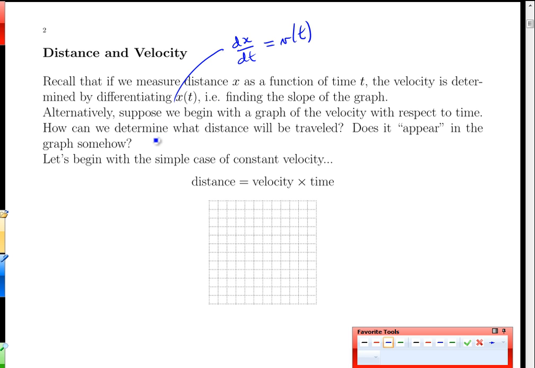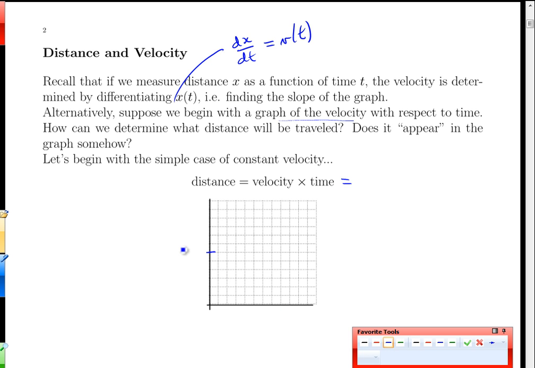Now let's turn that around and consider, what if we begin with a graph of the velocity instead and ask ourselves, how would we get the distance traveled from that graph? Let's take a look at a simple case. If we had a distance equals velocity times time, we know that already. Let's do an example here. Let's sketch it out with a couple of graphs here.